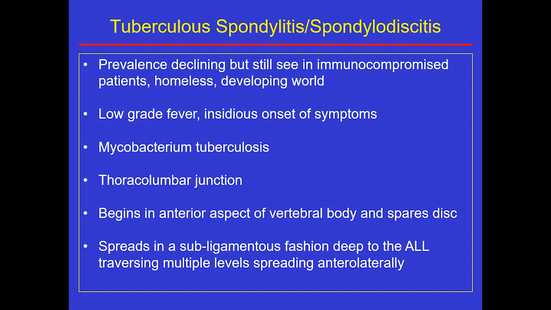Patients typically have a low-grade fever, but it's a much more insidious onset of symptoms compared with pyogenic spondylitis, spondylodiscitis. The organism is obviously Mycobacterium tuberculosis, which typically tends to involve the thoracolumbar junction, begins in the anterior aspect of the vertebral body and spares the disc. It spreads in a subligamentous fashion deep to the ALL, which allows it to traverse multiple levels, spreading anterolaterally. And it's interesting to note that the actual organism, Mycobacterium tuberculosis, lacks the proteolytic enzyme to break down the disc, and so this may be one reason why the infection spreads around the disc instead of through the disc.